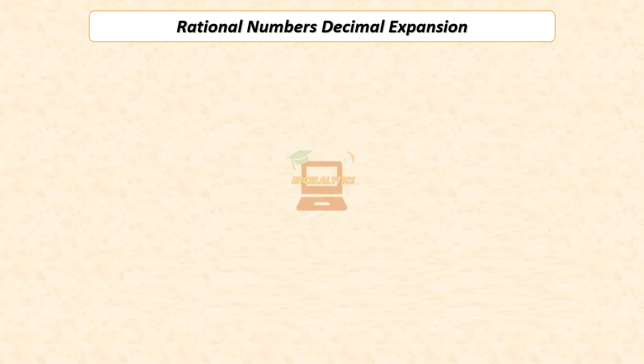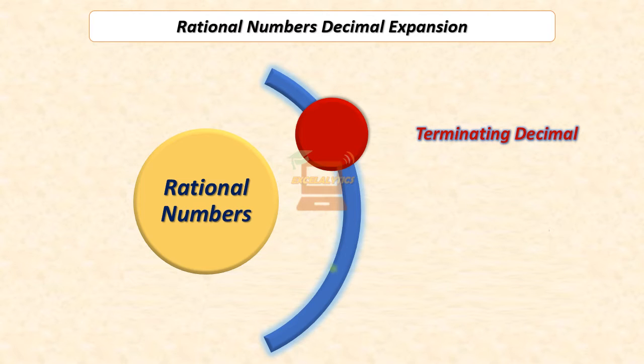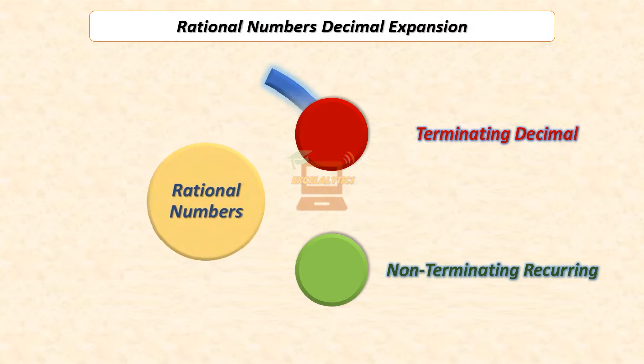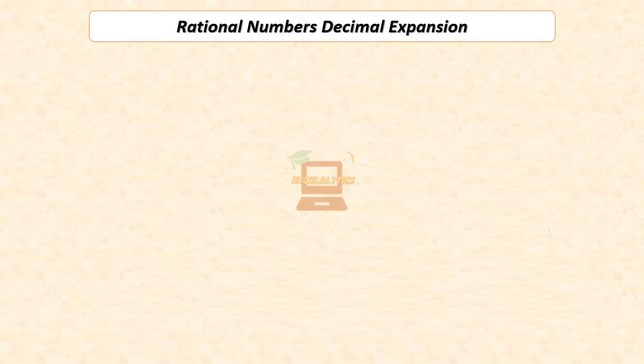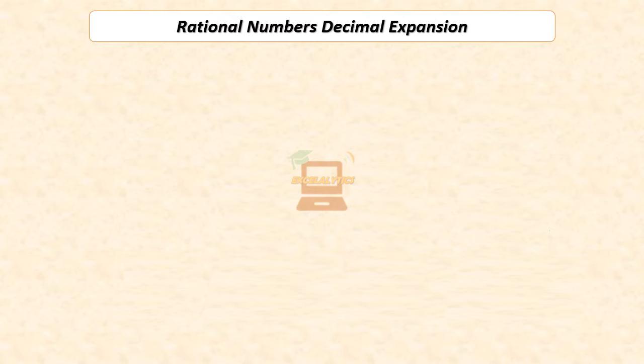You have also studied in your previous grades that rational numbers can have either a terminating decimal expansion or a non-terminating recurring decimal expansion. Here, we will consider a rational number, say p by q, such that q is not equal to 0, and explore exactly when the decimal expansion becomes terminating, and when it takes a form that is non-terminating, repeating, or recurring. The best way to go about doing that is with the help of examples.